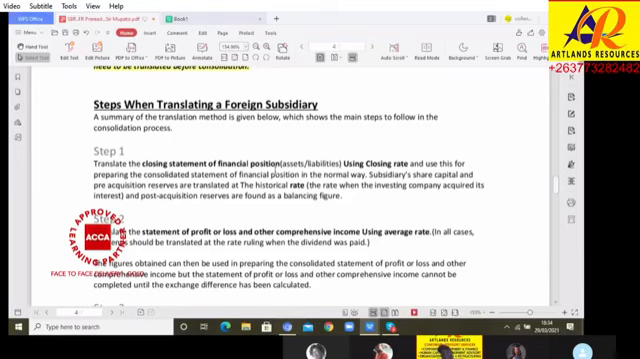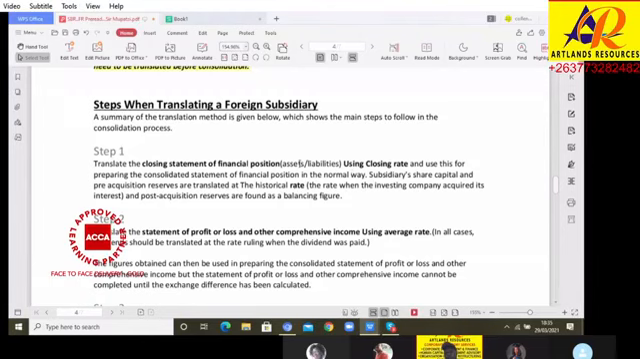You now understand what a closing rate is. It's the rate prevailing at the date that you are consolidating, meaning the year end date. If it's 31 December, it's a 31 December exchange rate. Then, it's saying use the closing rate and use this for preparing the consolidated statement of financial position in the usual way. In other words, after you've translated the statement of financial position, it's now in dollars. You have translated it from a foreign currency to your currency, so you can consolidate in the same way we discussed in earlier chapters.